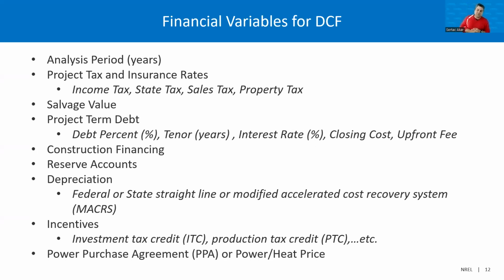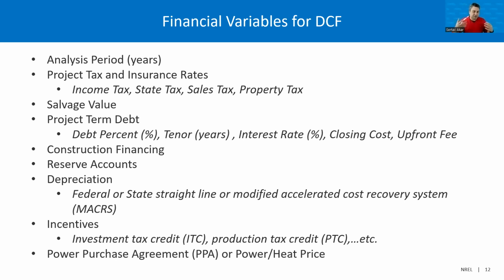Apart from these variables, we have financial variables, which are very important for the TEA, such as the analysis period. It's going to be 25 years or 30 years. The project tax, income tax, state tax, sales tax, property tax, the salvage value of the system, the debt structure, such as debt percent, tenor, interest rate, closing cost, upfront fees. Those kind of debt-related numbers are important. Also, the construction financing, reserve accounts, even the depreciation. Sometimes we apply this, sometimes we don't.